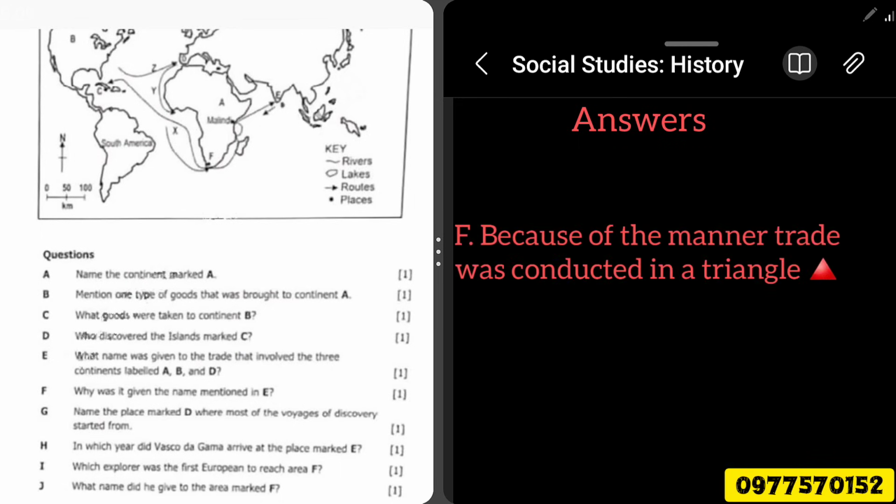E. What name was given to the trade that involved the three continents labeled A, B, and C? It was called the triangular slave trade. Why was it given that name? Because of the manner in which the trade was conducted, in a triangle involving three continents, that is Africa, America, and Europe.